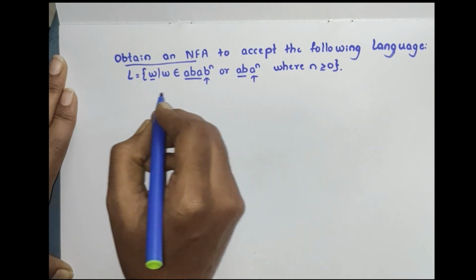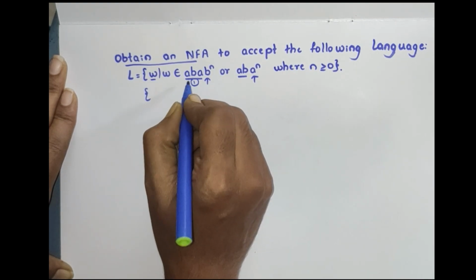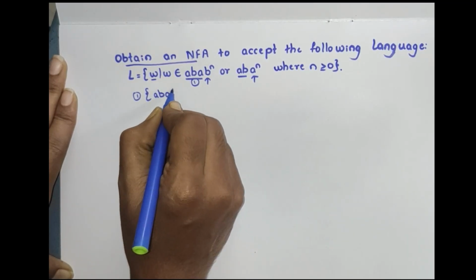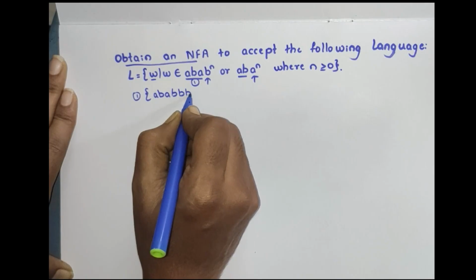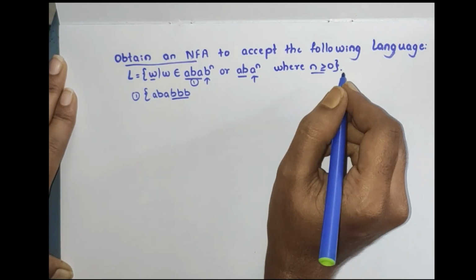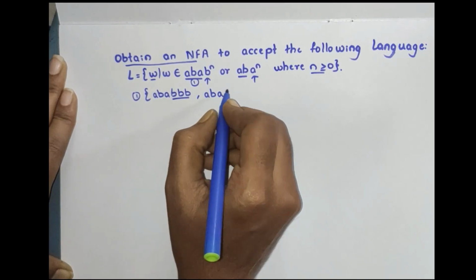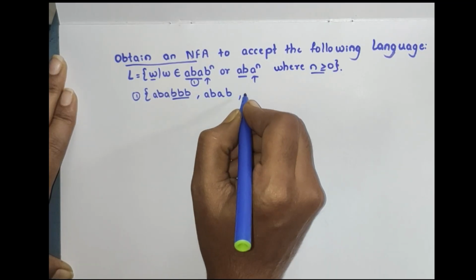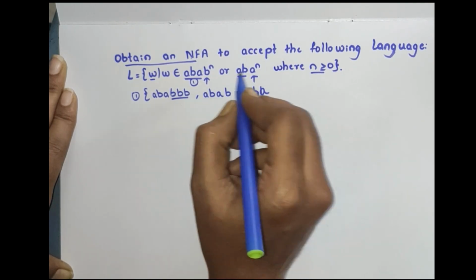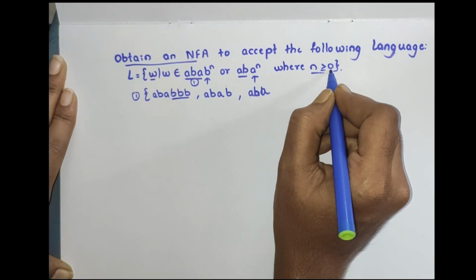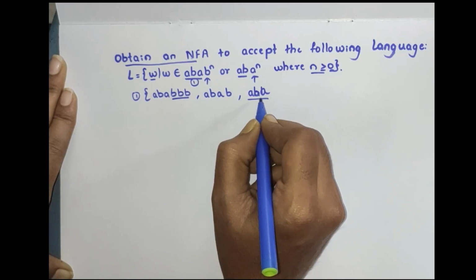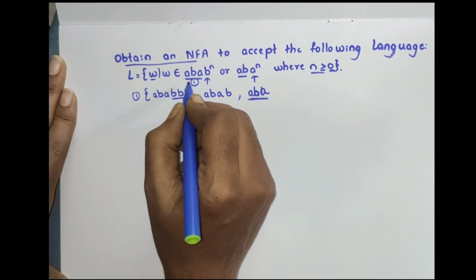So here the possible strings I can get from this first set are ABA, then any number of B's, which means I can take 1 B or 2 B's or 3 B's, anything. So the number of B's will be the same with respect to this n value. Also ABA, I can have only 1 B also. And also ABA only. Why? Because here B raised to n is equal to 0, so B raised to 0 is 1, and only ABA we got. So even this is also a possible string for this first condition.